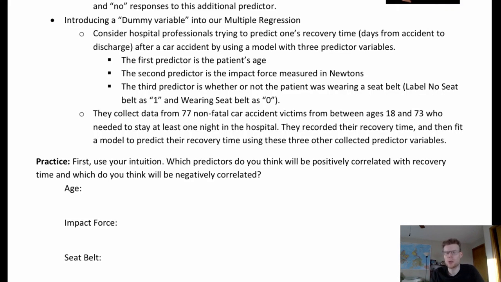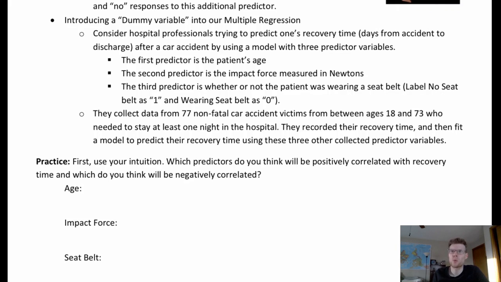So I'll tell you my intuition here. I would think that with age, the correlation is probably going to go up, meaning that the older the patient is, the longer I would expect the recovery time to be. But I do need to mention something here, because you might also be thinking about this as possibly negatively correlated, where you might be thinking, well, maybe younger people are more likely to be in serious accidents than older people. And I think that's a really fair statement. And if we were doing a simple model with age as the only predictor, I think that's a real possibility.